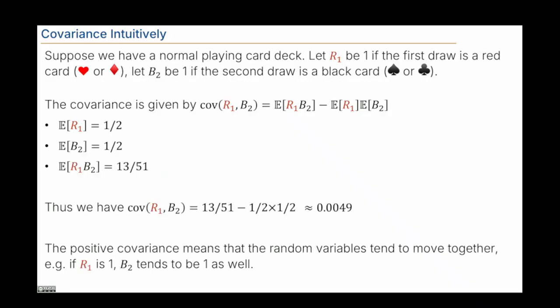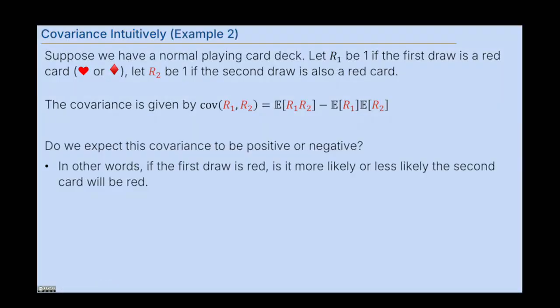Okay. But this is a subtle point, right? So you should really convince yourself this is indeed 1/2, and this is 13/51. And if it's not clear, think carefully about it. Okay. All right, another one.